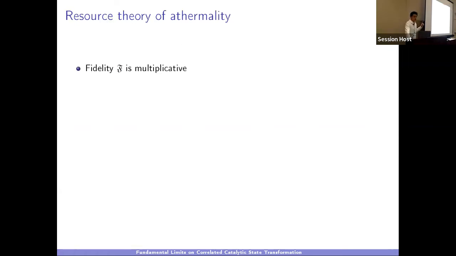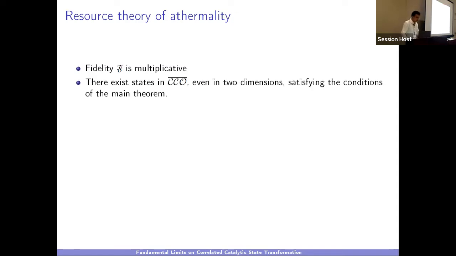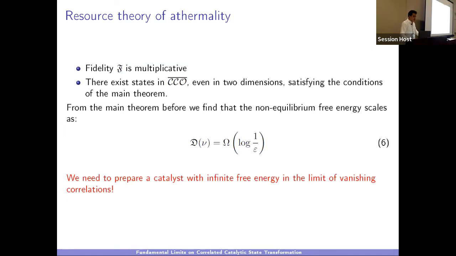So let's talk about the 3 specific resource theories. First, fidelity here is trivially multiplicative, and you can check our paper. We can build these kinds of hard states that can be transformed with correlated catalytic operations, and there is this other ordering of the monotone F. And here in this case, we have the free energy, and the free energy diverges with the correlations.